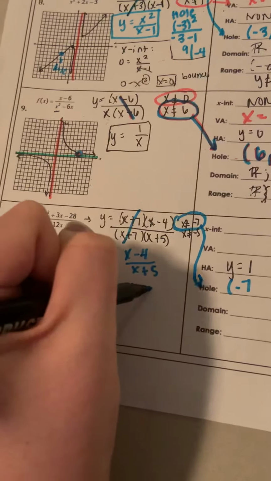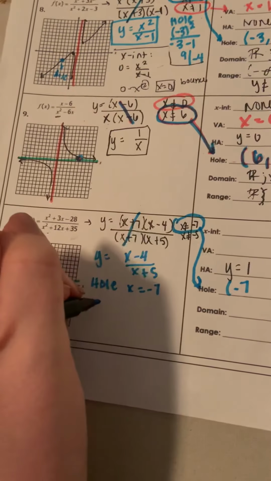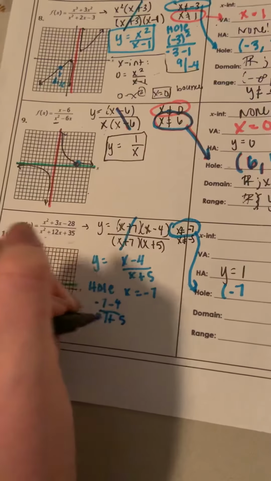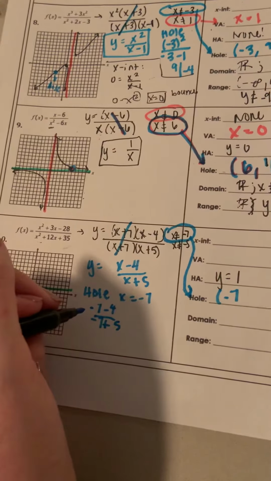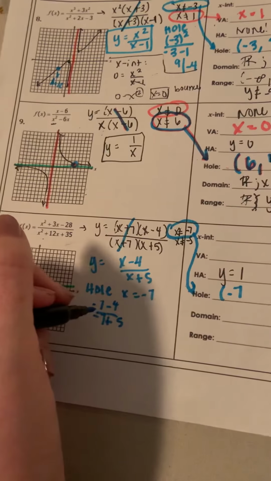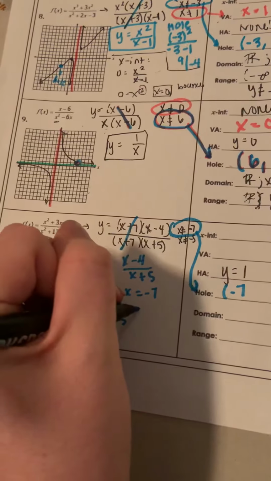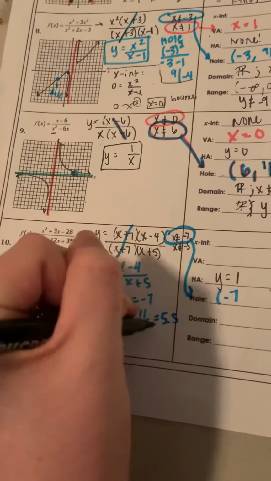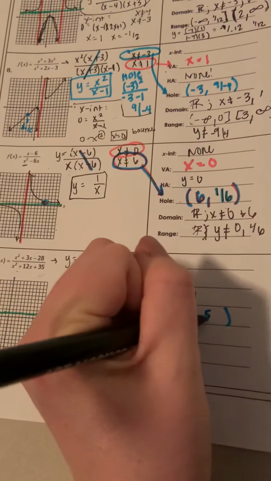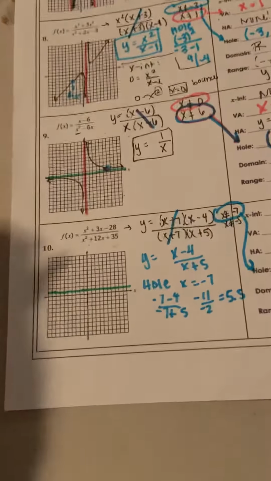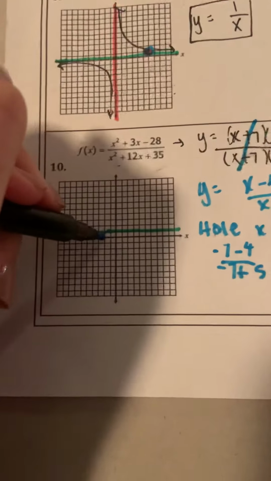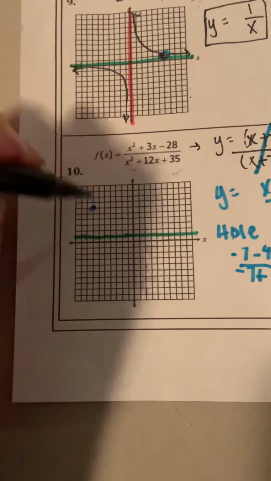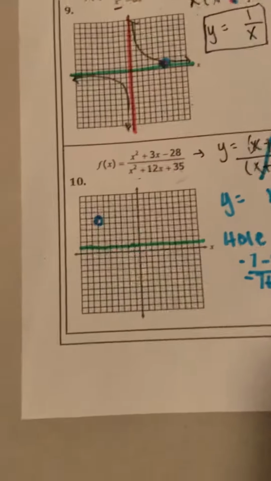I'm going to find the hole when x equals -7. So I'm going to plug that -7 in here, and I'm going to get -7 minus 4 over -7 plus 5, which is -11 over -2, which is 5.5. You can leave it as a fraction or as a decimal. So it's -7 comma 5.5. I'm going to go ahead and make that hole on the graph so I don't forget about it. So 1, 2, 3, 4, 5, 6, 7, then 5.5. So I have a hole right there on the graph.